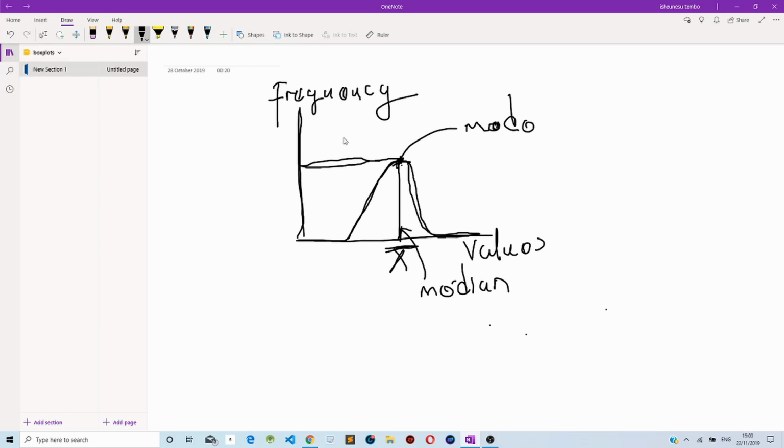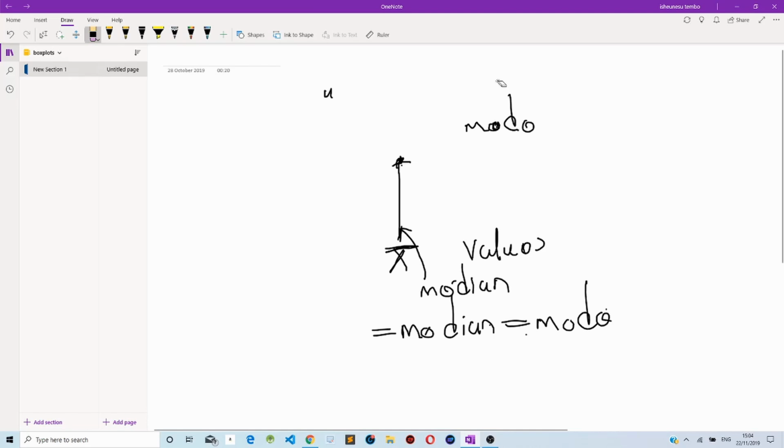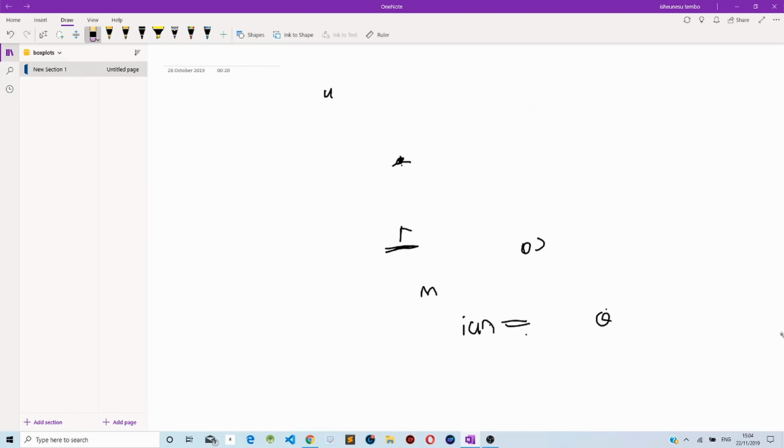So in a symmetric distribution, the mean is equal to the median, which is also equal to the mode. You should always take note of this. The next thing we are going to look at is the symmetric distribution in box plots.